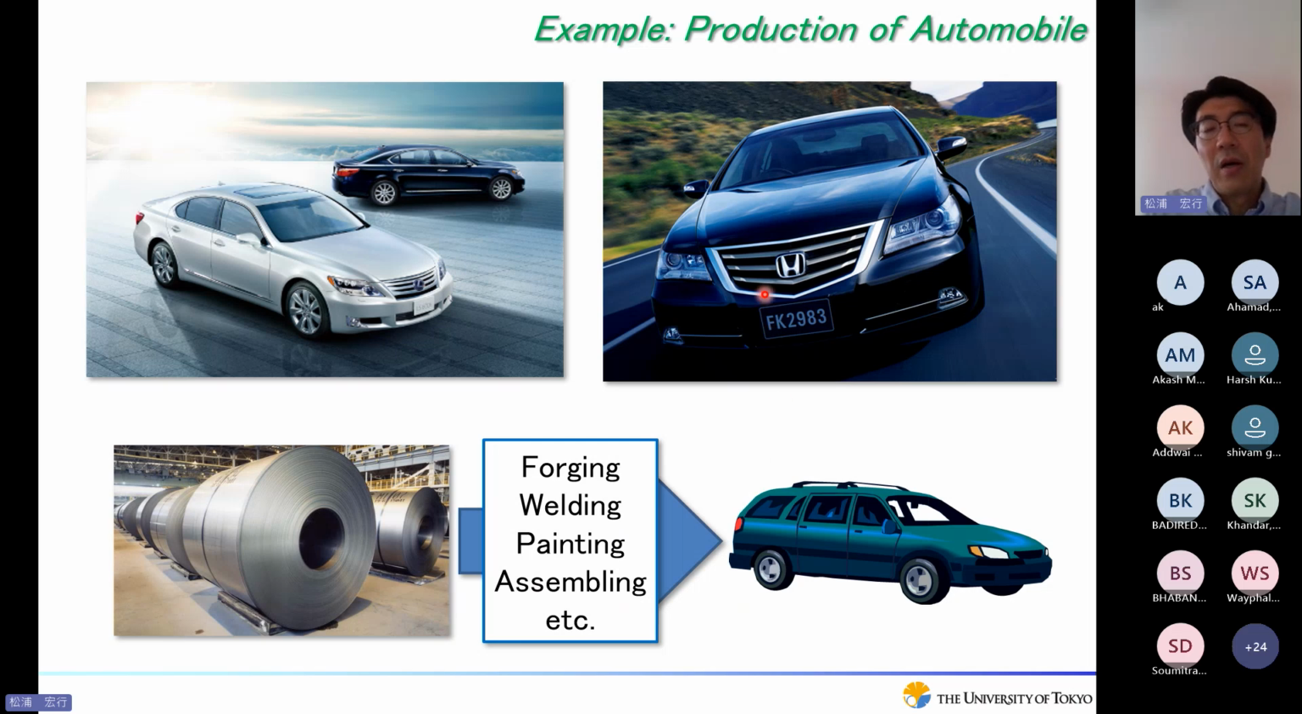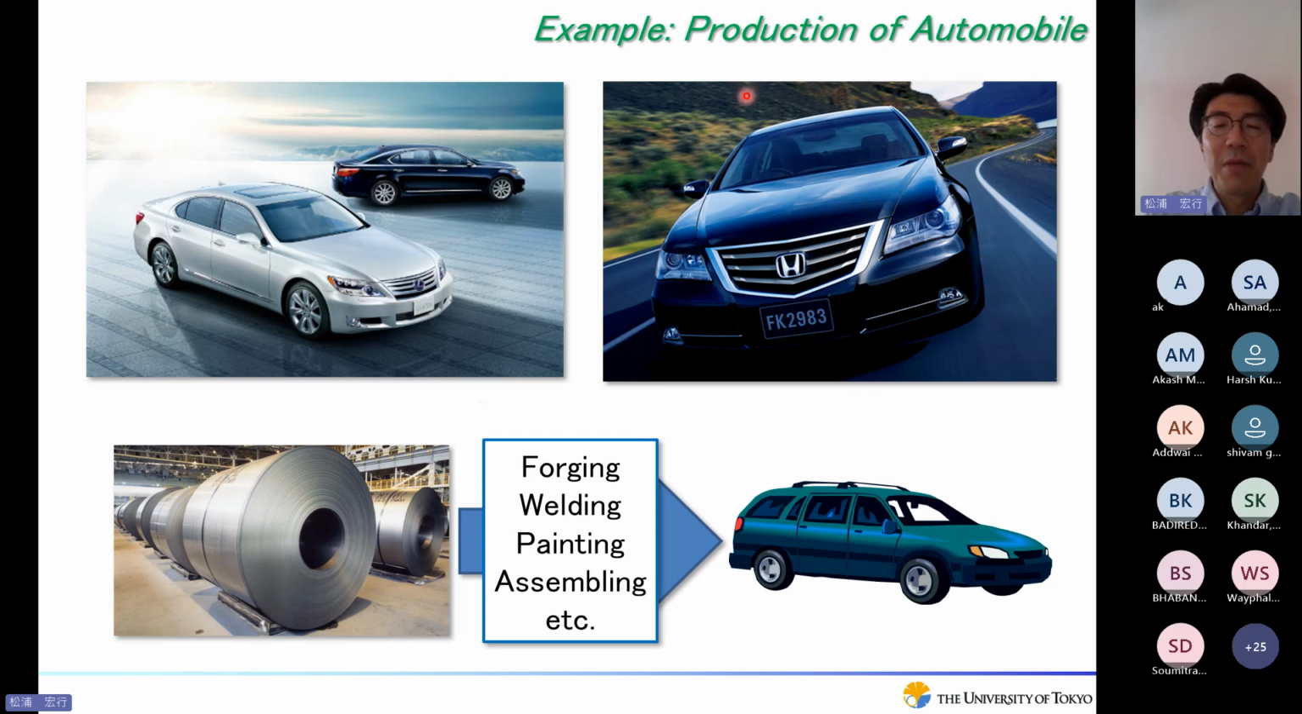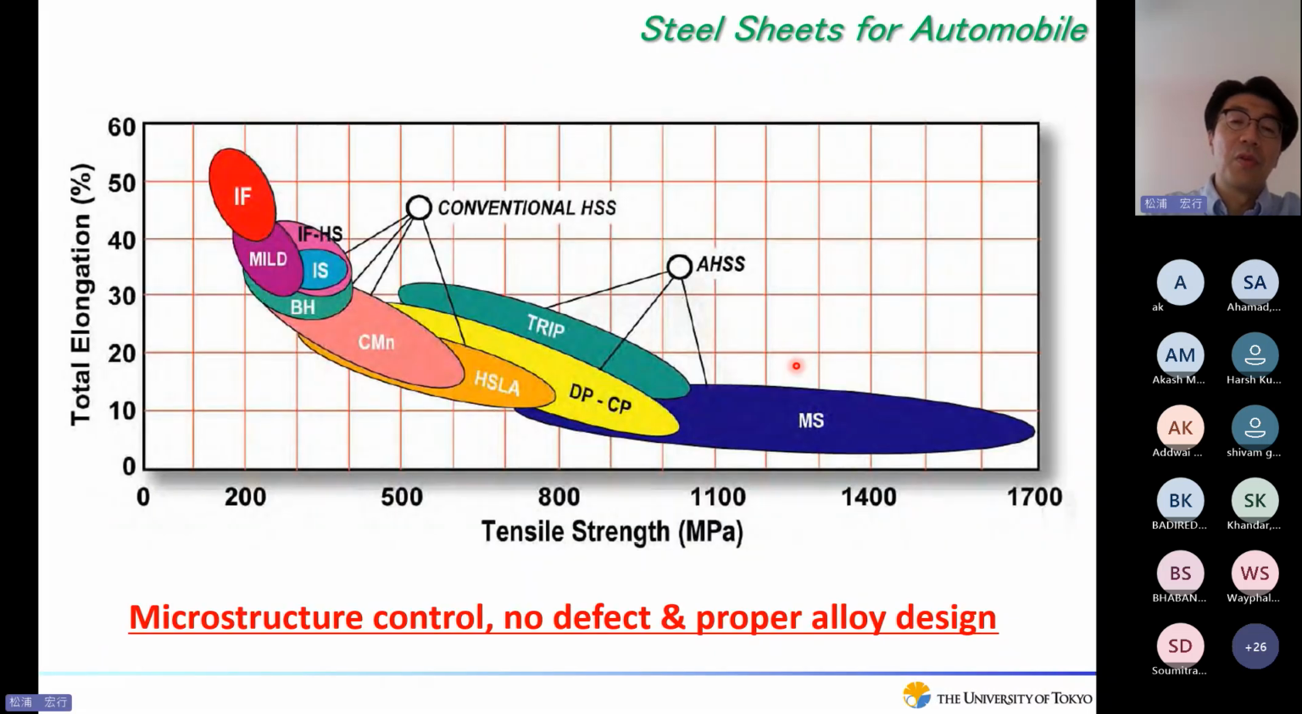This is just an example of how clean steel is important for life. Here there are some beautiful figures of automobiles, and this kind of automobile is produced from steel coils and steel sheets like this. Then we have many processes like forging, welding, painting, assembling, and so on, and finally the beautiful automobiles are produced. But as you know, this automobile cannot be made from one steel coil.